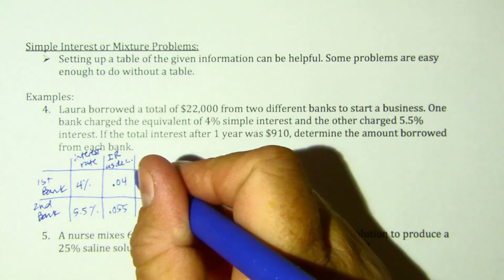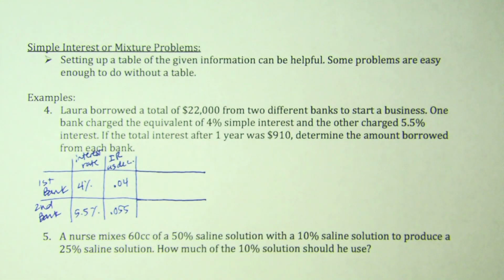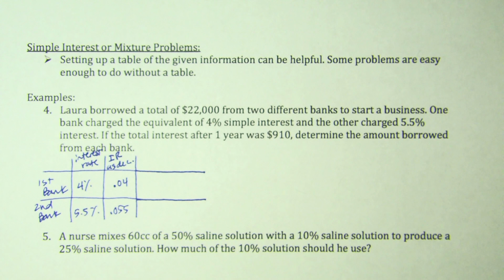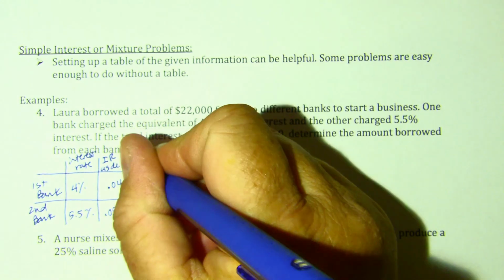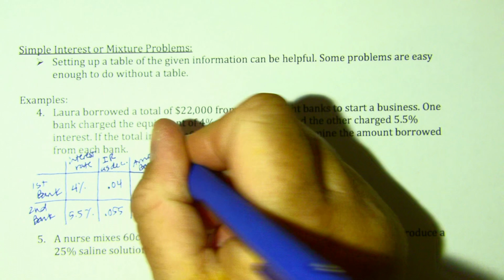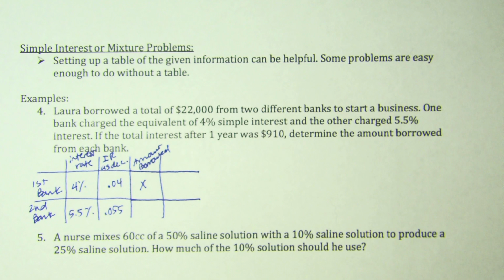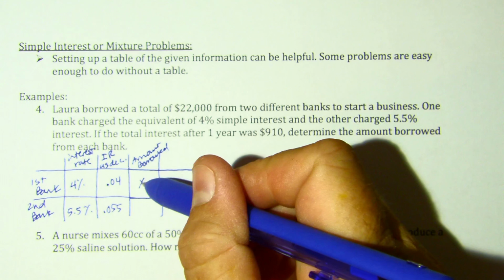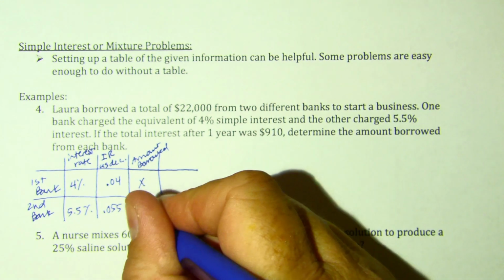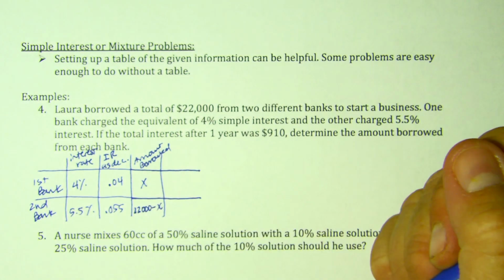And we don't know how much was borrowed from each bank. We know she borrowed a total of $22,000, but we don't know how much from each bank. So let's just say the amount borrowed is x from the first bank. We don't know how much, but we know that the total will be $22,000. So however much she borrowed from this bank, it would be $22,000 minus x. That would be what's left for what she borrowed from the second bank.